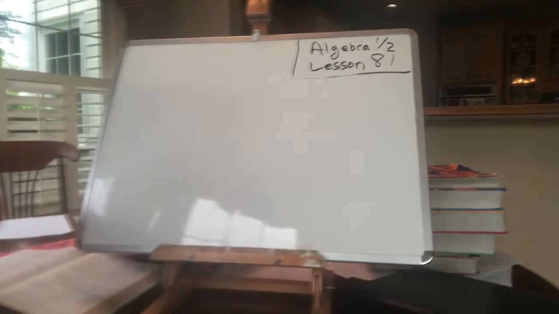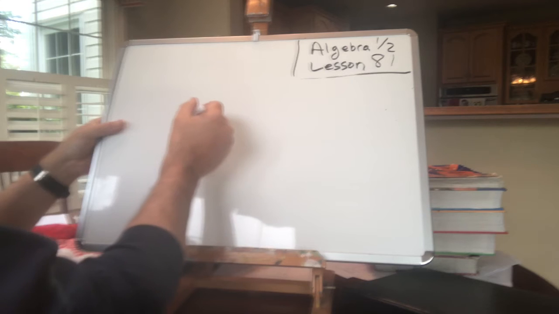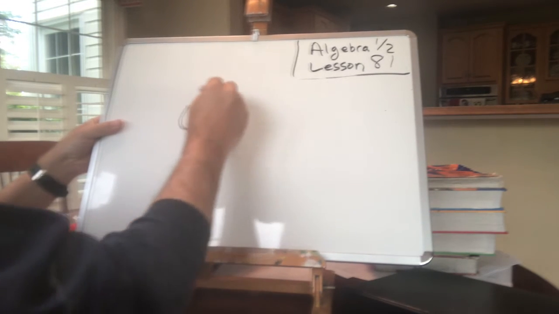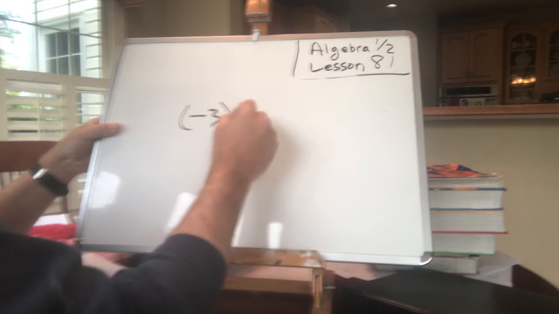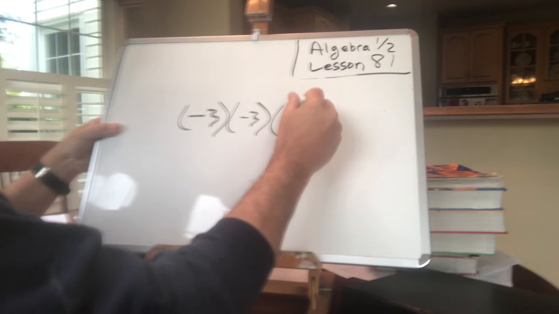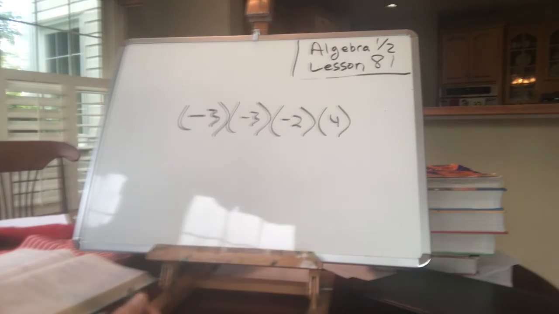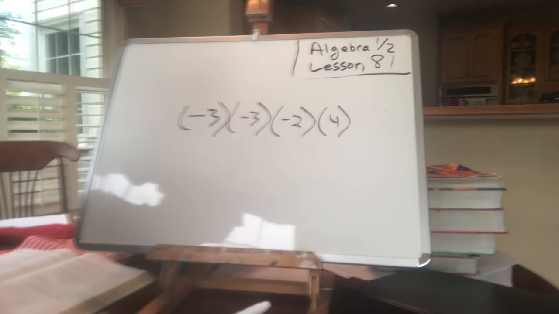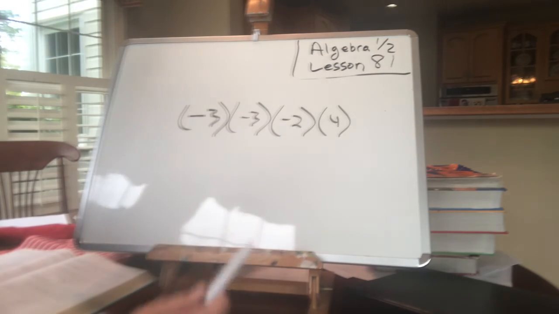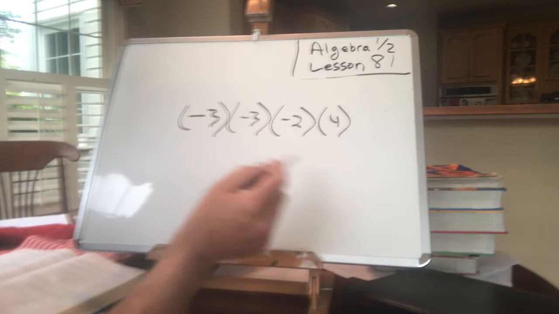All right. Now, if I have -3 times -3 times -2 times 4, what is my answer going to be? Well, I have 3 negative signs. That's an odd number. That means I'm going to be negative. I have an odd number of negative signs. So my answer is going to be negative. Now I just need to do the math.